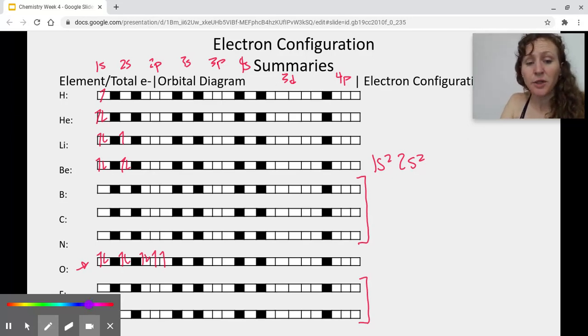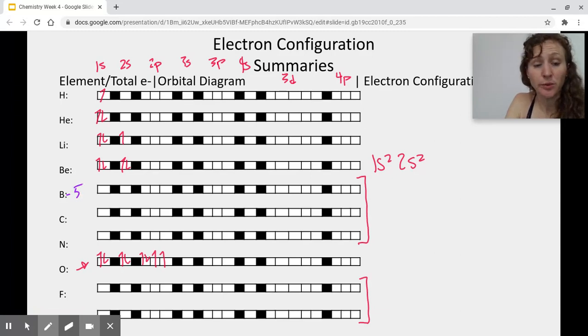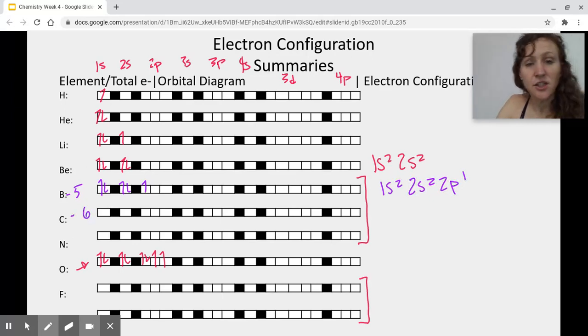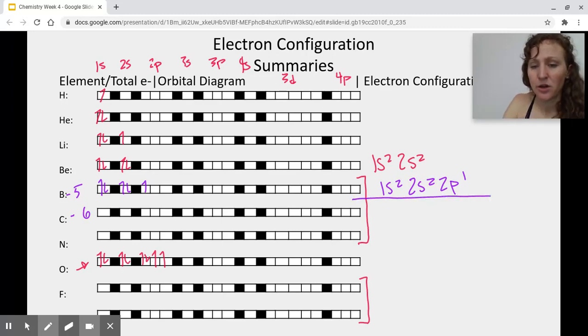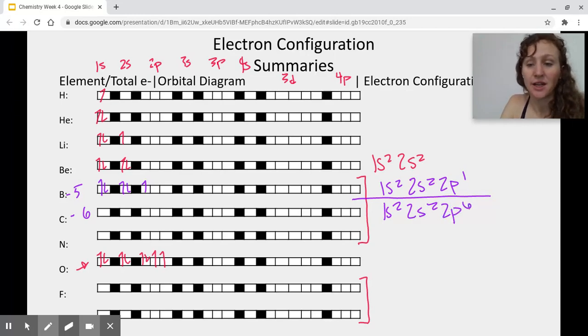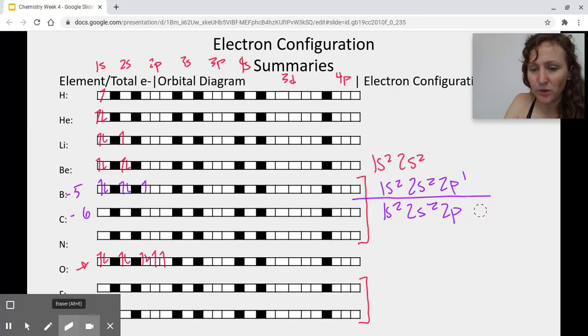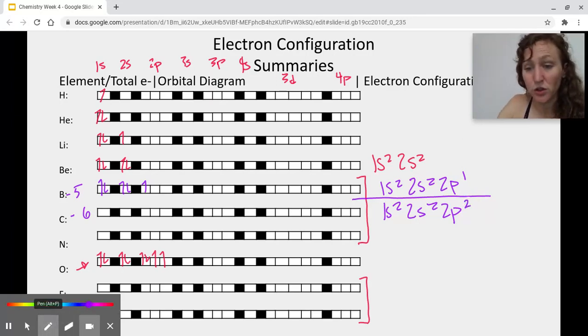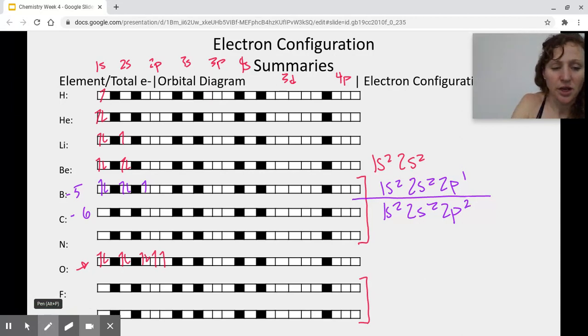Okay, so I'm going to write the electron configuration for boron. Boron has 5 electrons, so I can use the orbital diagram. 1, 2, 3, 4, 5. So 1s2, 2s2, 2p1. Carbon has 6 electrons. Let's try to draw the electron configuration without using the orbital diagram. 1s2, 2s2, 2p6, and then I run out of electrons and I have to stop. Actually, I don't run out with 2p6. I run out with 2p2. Good catch there.